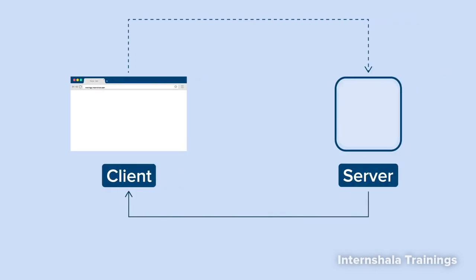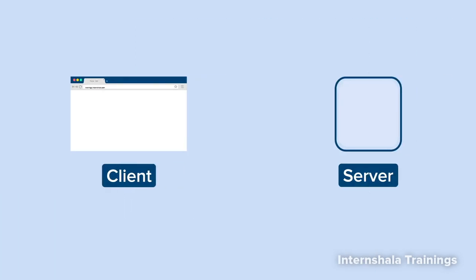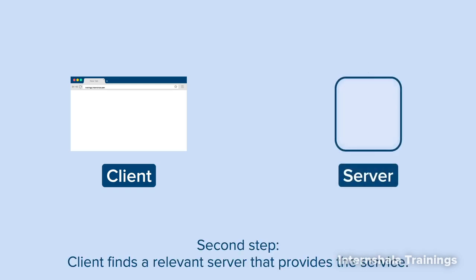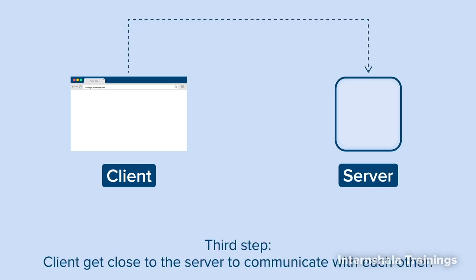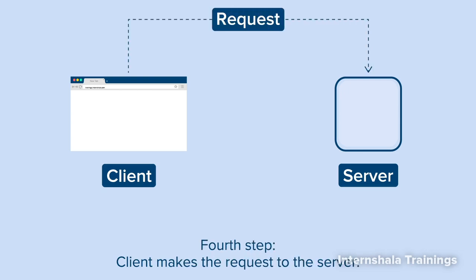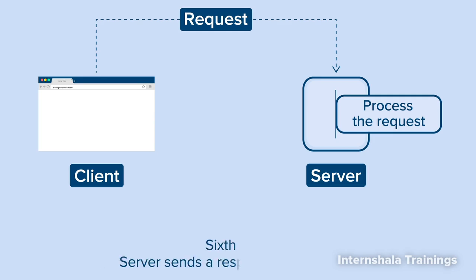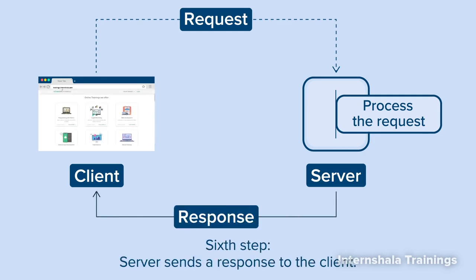To understand this, let us again come back to this example. Here, we have a client and a server. The communication first starts with the client who feels the need of a service. Next, the client finds a relevant server that can provide the service it needs. After that, the client gets close to the server so that they can communicate with each other. Then the client makes a request to the server mentioning what it wants. Now the server acts and processes the client's request. And lastly, once the processing is done, the server sends a response back to the client.